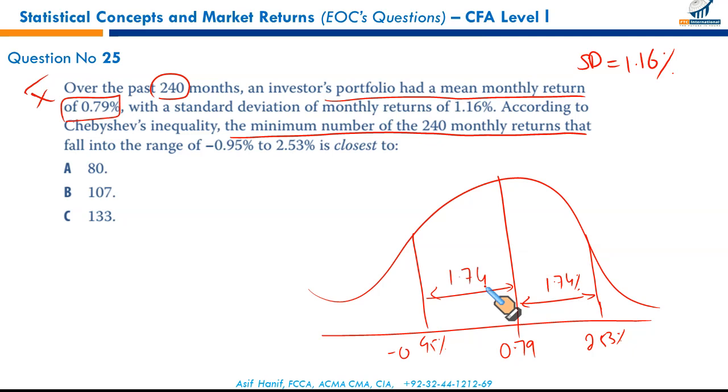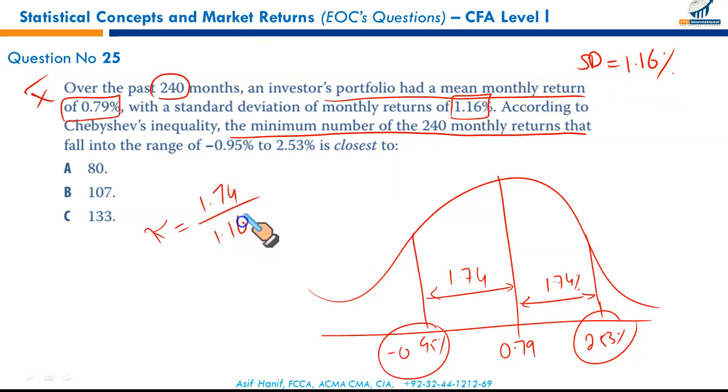Right. So gentlemen, the gap between the mean and these values is 1.74. We need to see, now the standard deviation is 1.16, how many standard deviations away from the mean this point is. That's what we need to calculate. That's what you call K. The gap is 1.74% from the mean, and it is how many times the standard deviation, which is 1.16. It gives you 1.74 divided by 1.16. That is 1.5. K has to be greater than 1 in order to use Chebyshev inequality.